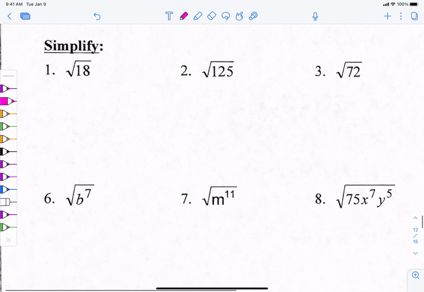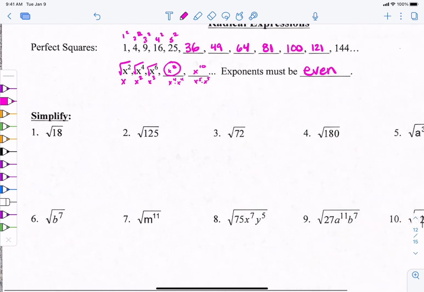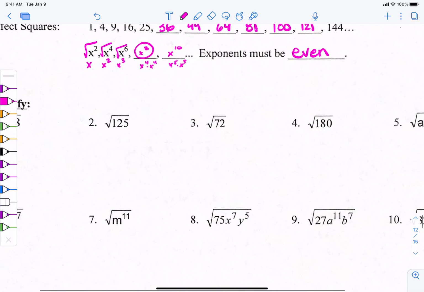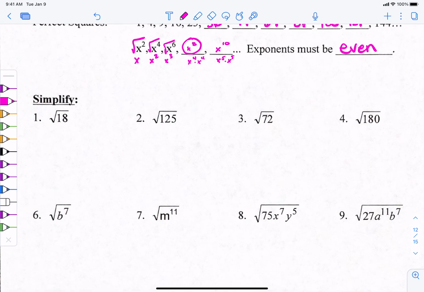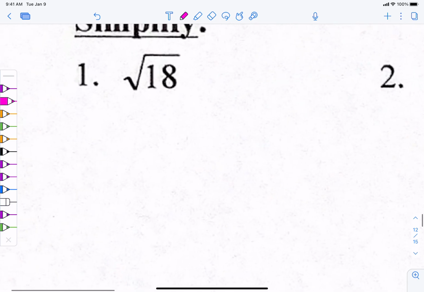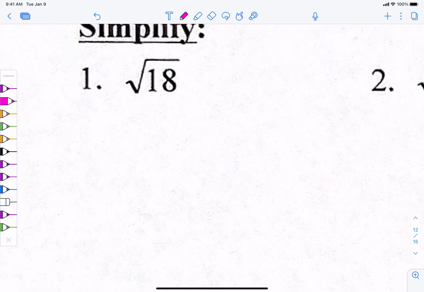All right, so let's go down here and let's deal with one of these. Pick one of those guys. We want to break him down, which means don't give me a decimal when you do your calculator. We want to break him down like we do here.